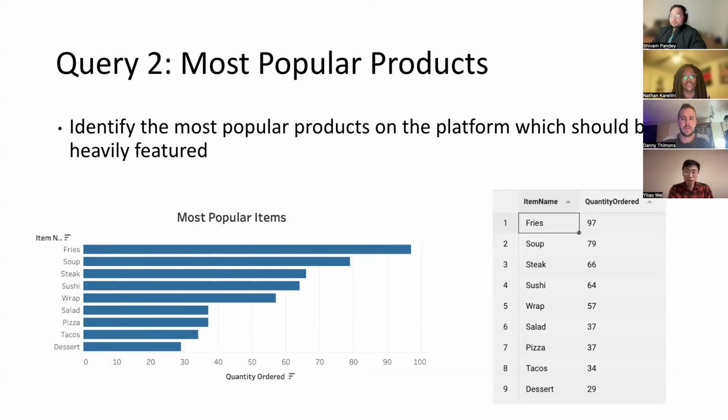Thank you, Shivam, again. So here we are actually looking at the most popular products based on the quantity ordered. As you can see from the bar chart and the table, fries lead the list with 97 orders, followed by soup and steak. Items like sushis, wraps, and salad also show a strong demand, while dessert rounds out the list.